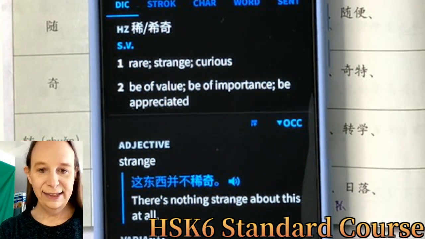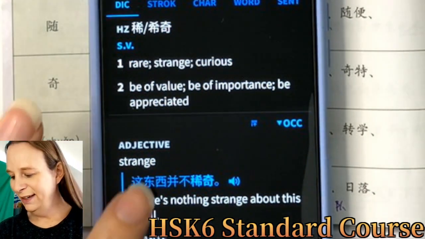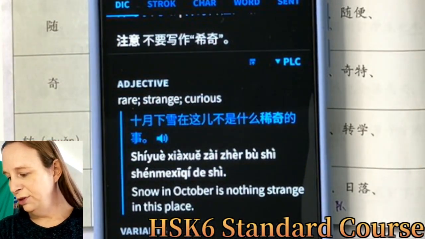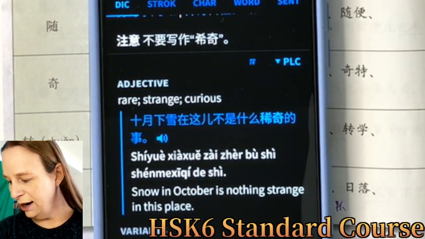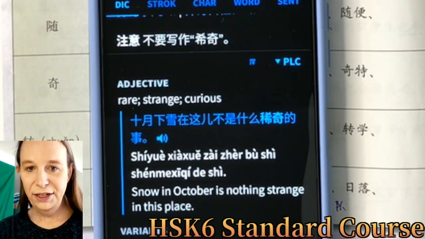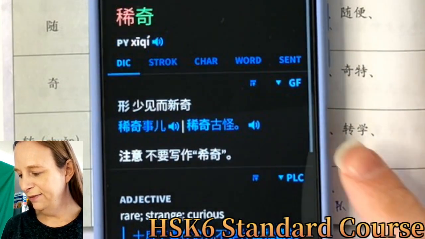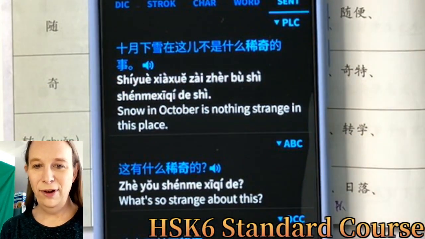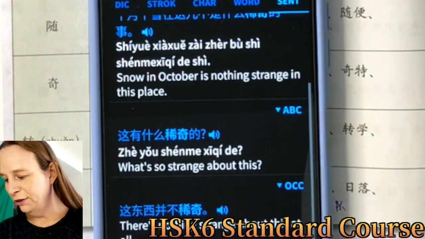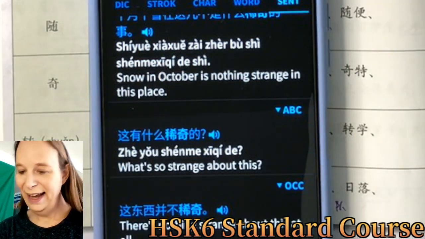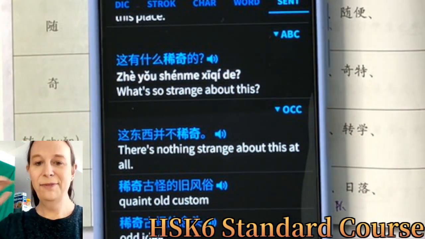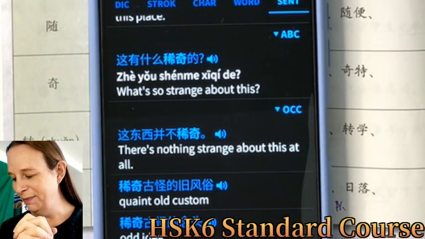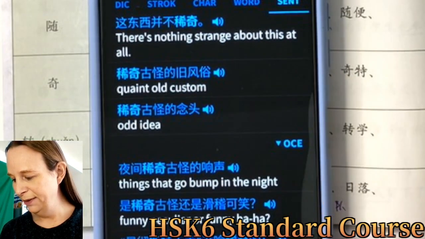这东西并不稀奇. So not rare and strange. It's like maybe nothing to get excited about. 下雪在这儿不是什么稀奇的事. Okay, so it seems like they're using it in negative sentences a lot. So it's not a big deal. It's nothing rare nor strange. 这有什么稀奇的? Again, this is a rhetorical question. So maybe they're pointing out there's nothing unique and special and rare and curious about it. Okay.